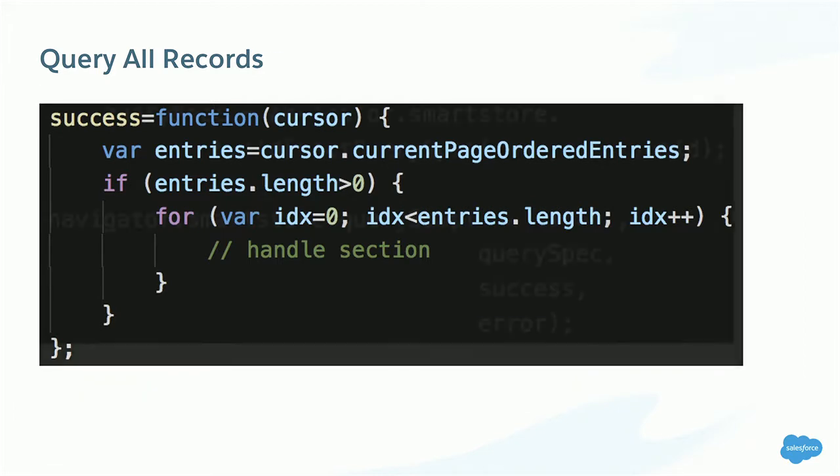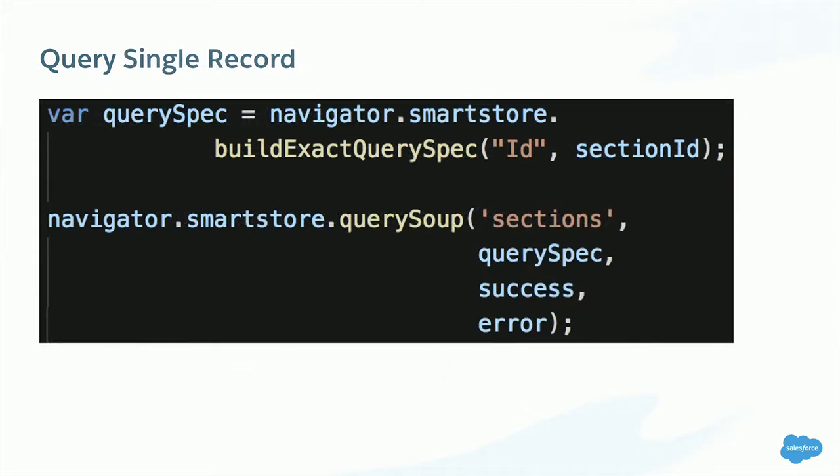So that's querying all the records. A lot of the time I want to query a single record. For example, we have the list of sections, the user then clicks on a section, I need to go and get some details of that section, send them off to the list of pages, send them off to a new part of the application. So for that I need an exact query spec. I don't want to just pull back everything and process it myself. In this case, with the exact query spec, I'm querying on the ID, which has to be an index path of records in the soup, and I'm passing it the section ID.